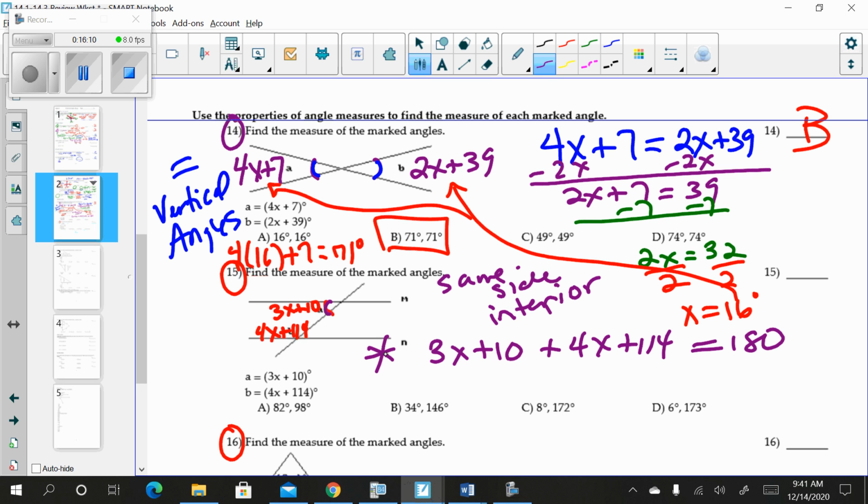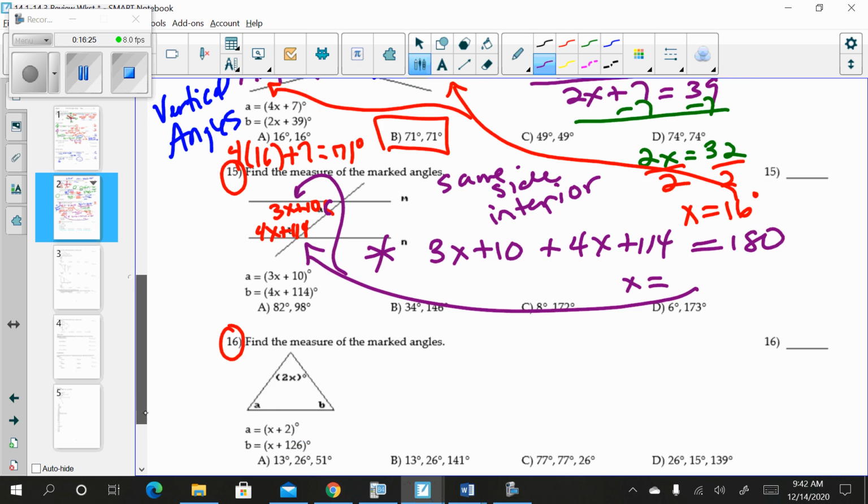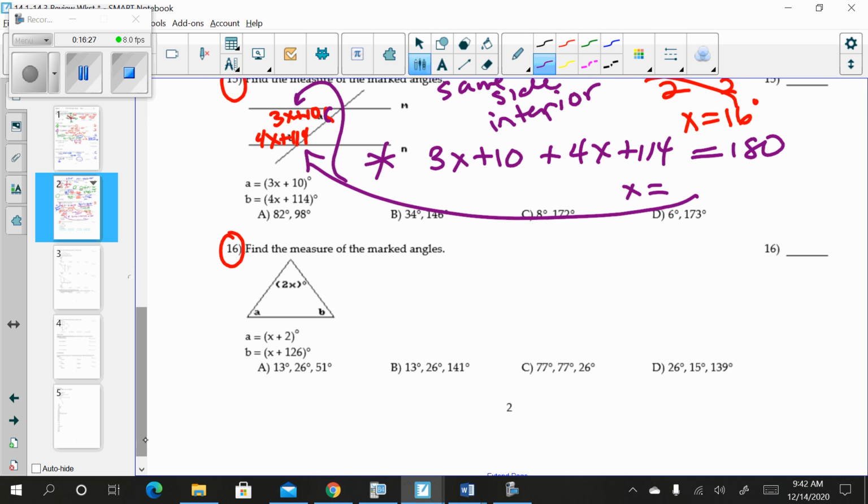Okay, so what I'm going to have you do on this one, go ahead, put your like terms together, solve for x. And once you have solved for x, remember you're going to have to take that number and plug it back in to both of those expressions for x so you can get your two angle measurements. So I'm just going to help you set up the equations, and then you guys can go back and solve and finish those up. Okay, number 16. So again, we have a relationship here. It says find the measure of the marked angles.